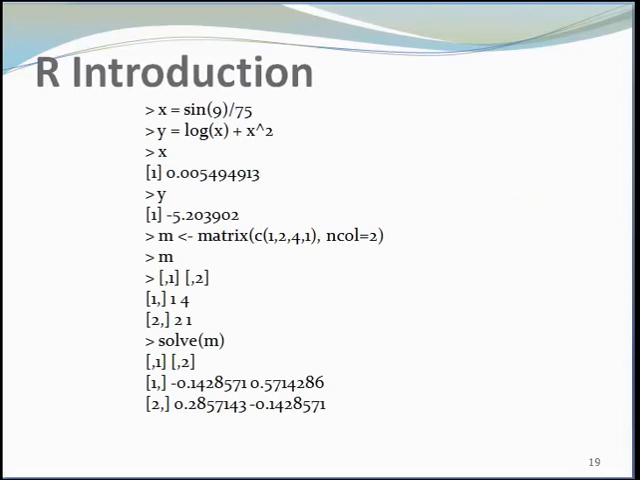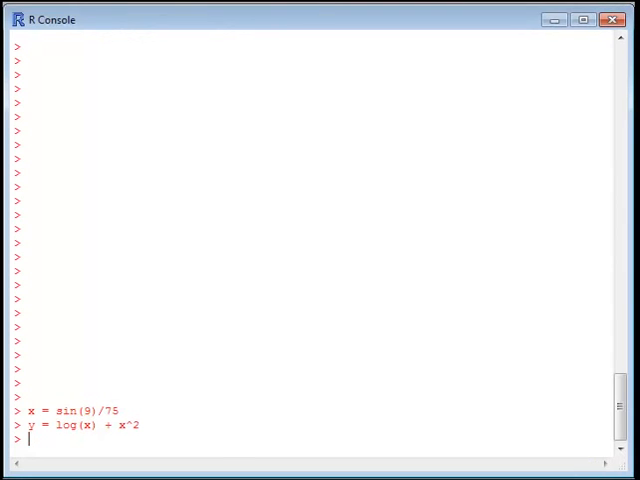Now let's see how to use the R language in some basic program. Here I have used a function, suppose say object x equal to sine of 9 by 75 and an object y equal to log of x plus x square. Now I want to get the outputs. Then I will type simply x and enter. For y I'll type y and enter. In this way you can use the R software for simple calculations.